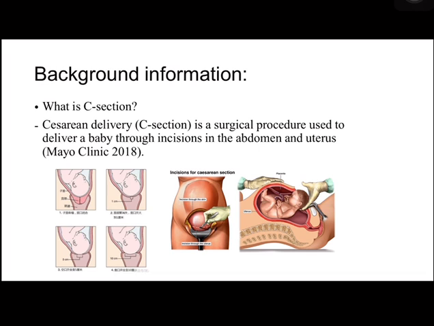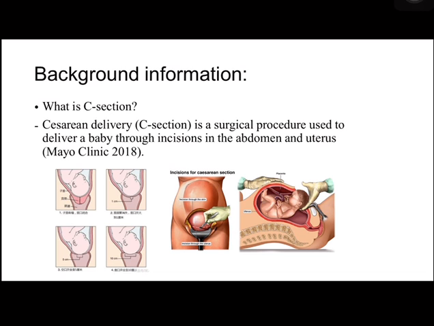What is C-section? Cesarean delivery is a surgical procedure used to deliver a baby through incisions, which means cutting, in the abdomen, the position of the stomach, and uterus. The 4 small pictures around here are the process of natural birth, where the uterus contracts, the cervical canal disappears, and a uterine opening slowly widens to 10 centimeters for the baby to come out naturally.